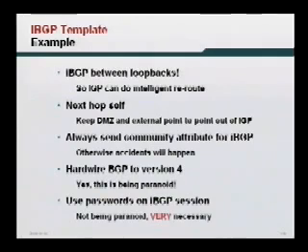You run the iBGP between the loopbacks so that the IGP can do intelligent reroute. Don't run it between the physical interfaces. Use next hop self, keep a demarcation and external point-to-point links out of the IGP. Always send community with an iBGP. If you don't do that, then accidents will happen.